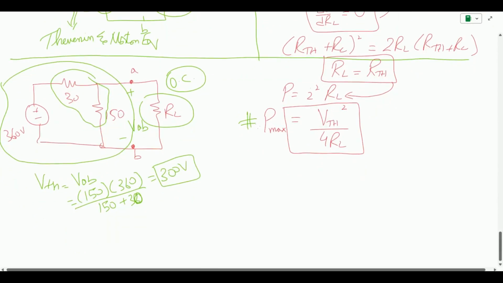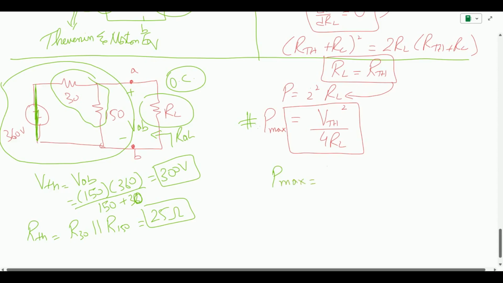And what about finding the R Thevenin? For R Thevenin, we can apply the second method where all the independent current sources and voltage sources are turned to zero. So this voltage source will be shorted and we can just apply R Thevenin over here. Again we can see these resistors are just connected in parallel. So we find the 30 and 150 in parallel, and it comes out to be 25 ohm. So our R Thevenin is 25 ohm.